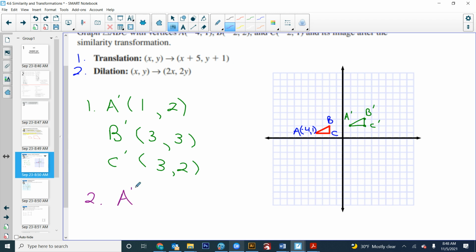A double prime. Remember, when we dilate by a factor of, what's that dilation factor here? 2. We just multiply the x times 2 and the y times 2. 2, 4. 1, 2, 1, 2, 3, 4. A double prime. B double prime.